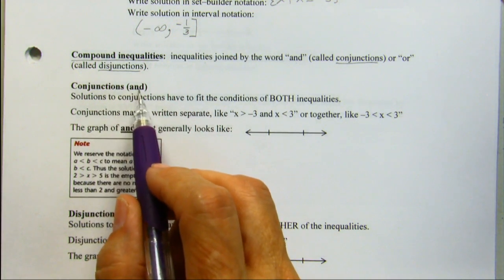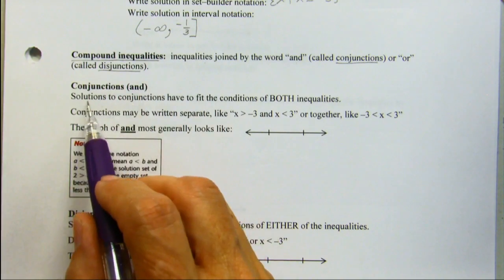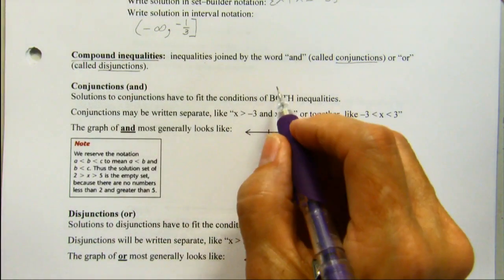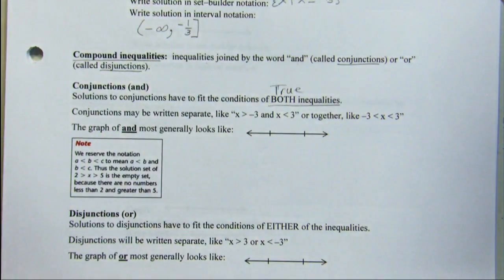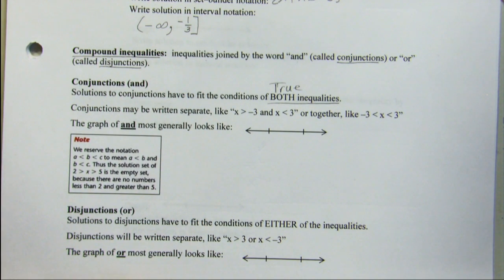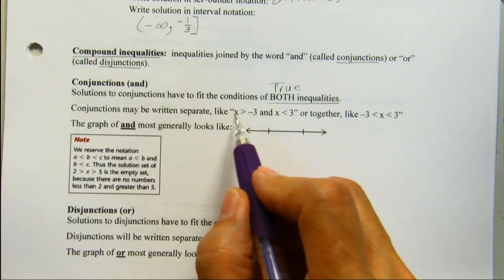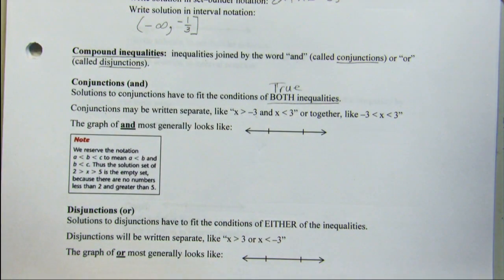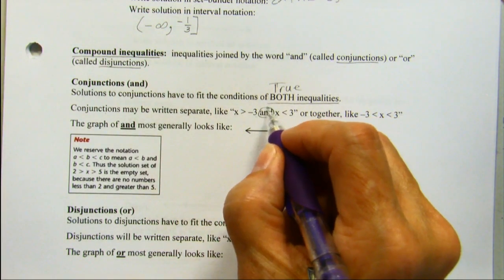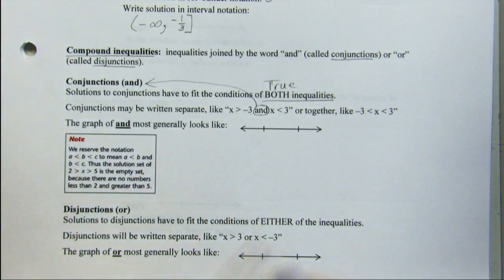Okay, if you have an inequality that's joined with the word and, you're going to have solutions that have to be true for both inequalities. If you plug in a number, it's got to be true on both of them. Okay? Conjunctions may be written separate. For example, x is greater than -3 and x is less than 3. But notice the word and is in between them. That means a conjunction, and I have to put them together.